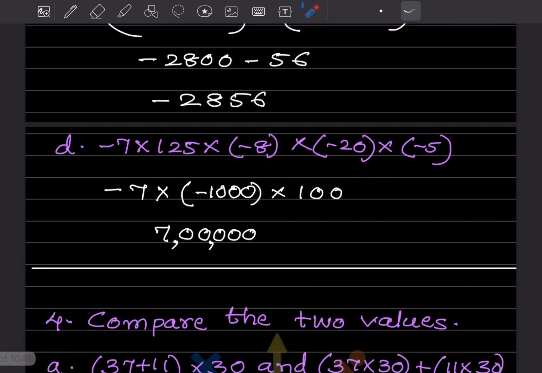So now what you can see here, this minus keep as it is. This will be minus 1000, and this minus becomes plus, so that is going to be 100. So you will write here 7. This first thing, what will you do? Minus and minus is going to be plus. Now this is 7. How many zeros? 1, 2, 3, 4, 5. So there are 5 zeros, so that is going to be 7 followed by 5 zeros.